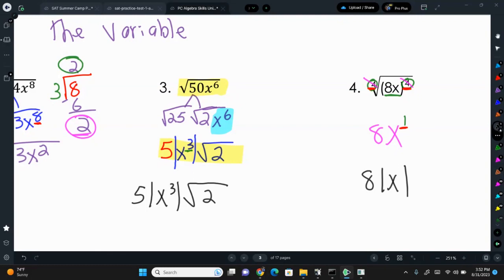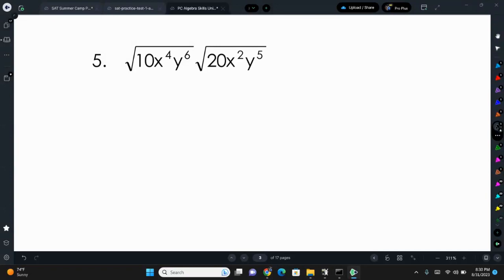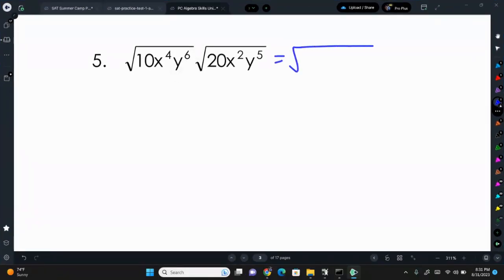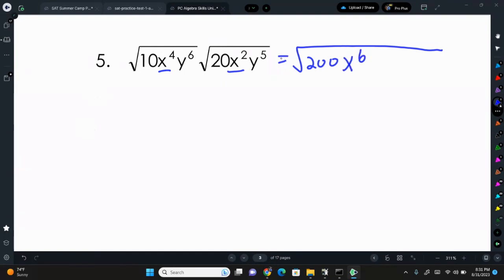So in example 5, we have two radicals, two square roots to be exact, being multiplied together. So what we'll do is we'll multiply them first to make it under one square root, and we can do that because the index is 2 for both of these, and it's a multiplication problem. So we can combine that, using our rules of exponents. 10 times 20 is 200. Then we have x to the fourth times x squared, that is x to the sixth power. And then y to the sixth times y to the fifth is y to the 11th.